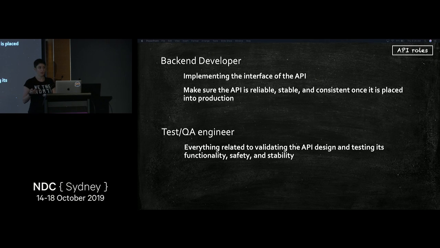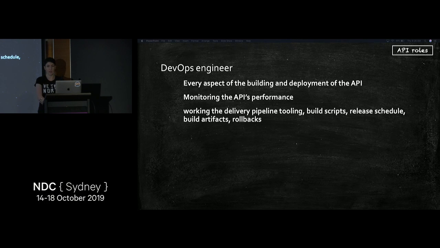And tests, QA, everything related to validating the API is on test. Test people, QA people, sometimes they even develop the unit tests. So it depends on the companies. They can go from functional tests to non-functional tests. All of that is on them.